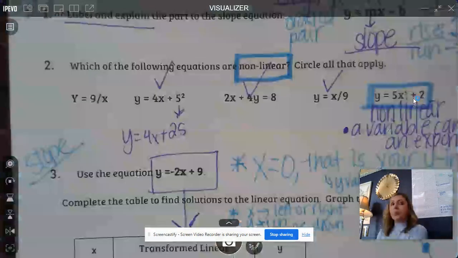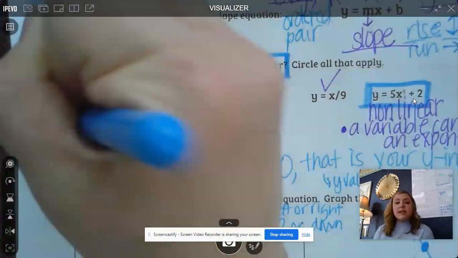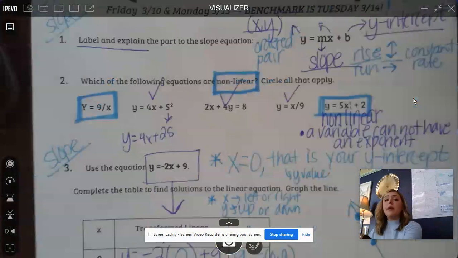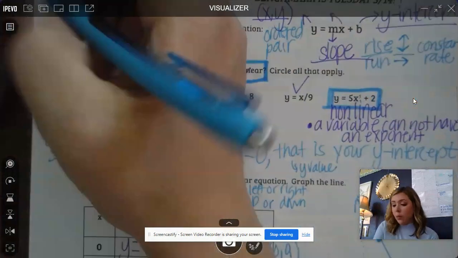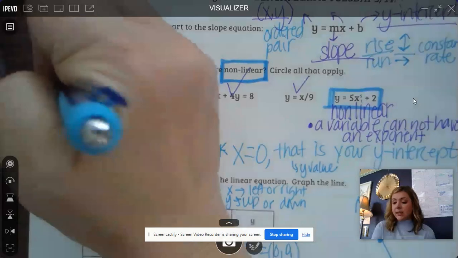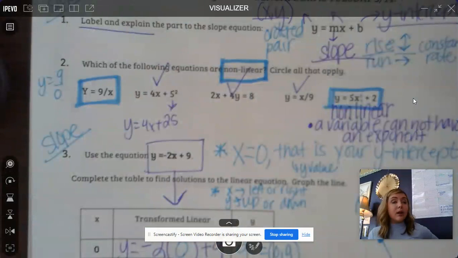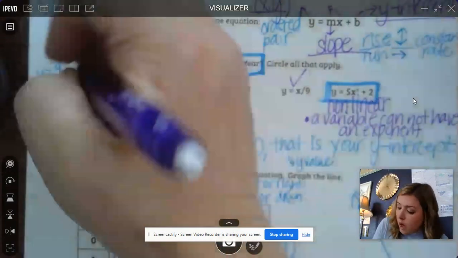But this last one has a problem because x is the denominator. And x cannot be a denominator because what if I work this out and x were 0? And I got something like y equals 9 divided by 0. What happens when you do that in your calculator? It doesn't work. You get undefined. So this one is also nonlinear.